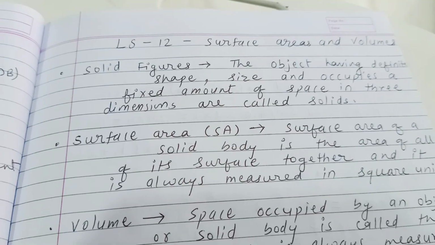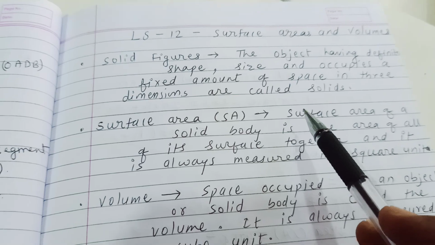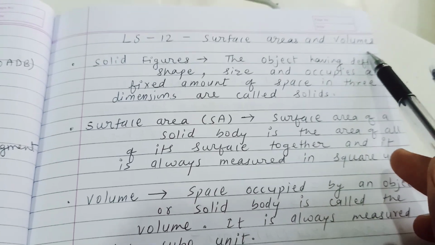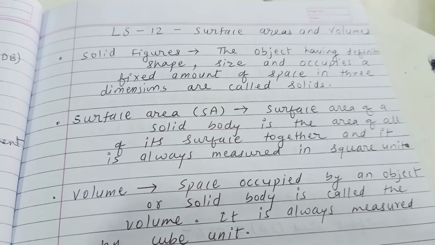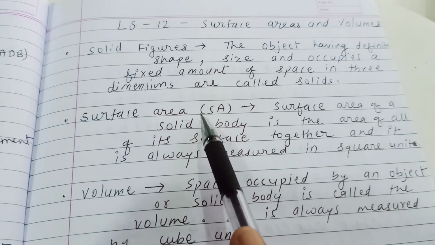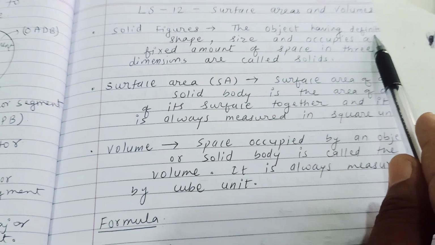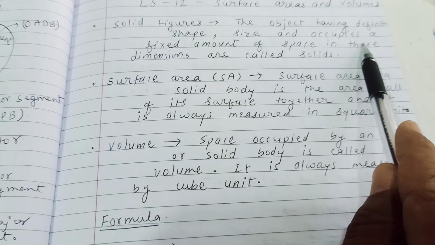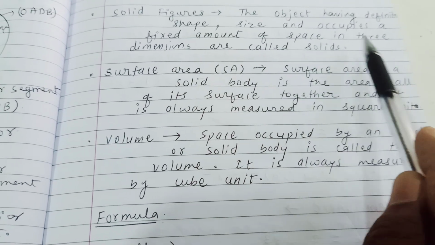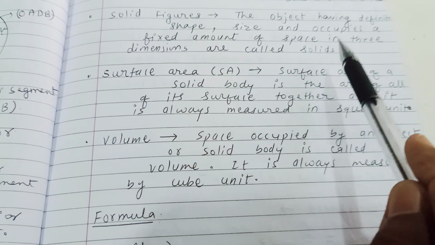Now next, that is surface area and volumes. This is also very important. This formula is very important. Now listen carefully. Okay. So what is meant by solid figures? The object having definite shape, size and occupying a fixed amount of space in 3 dimensions are called solids.